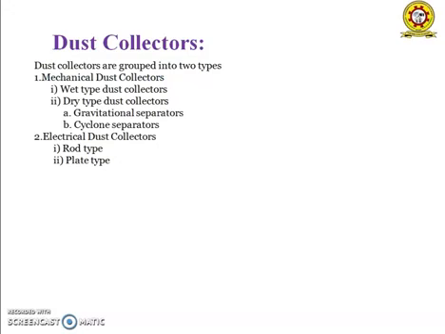Dust collectors are broadly classified into two types: mechanical dust collectors and electrical dust collectors. Mechanical dust collectors are again broadly classified into two types: wet type dust collectors and dry type dust collectors. Dry type dust collectors are again classified into two types: gravitational separators and cyclone separators. Electrical dust collectors are again classified into two types: rod type and plate type. So these are the different types of dust collectors.